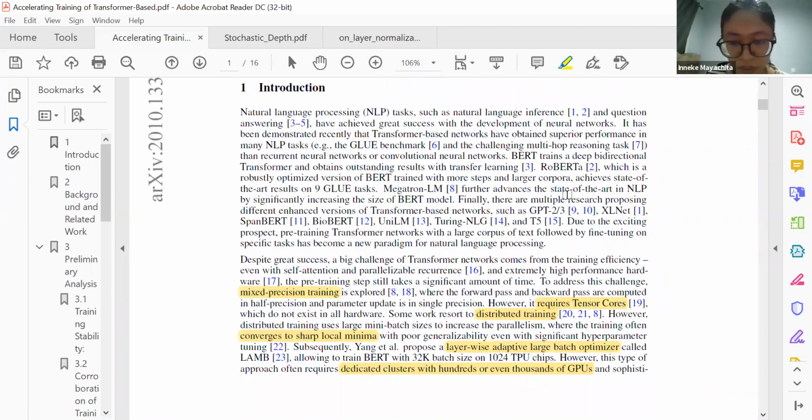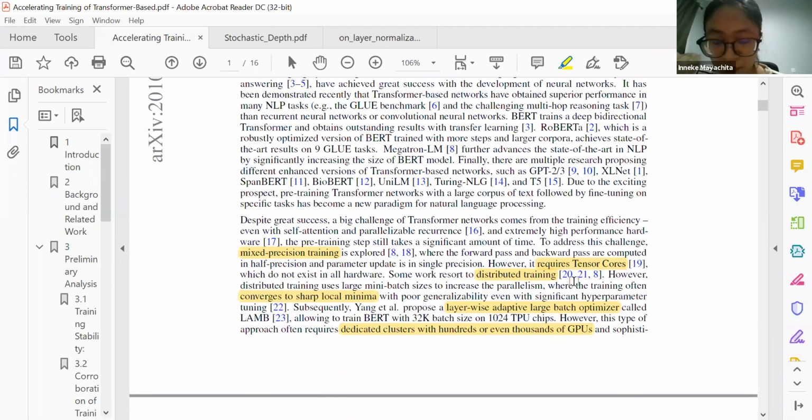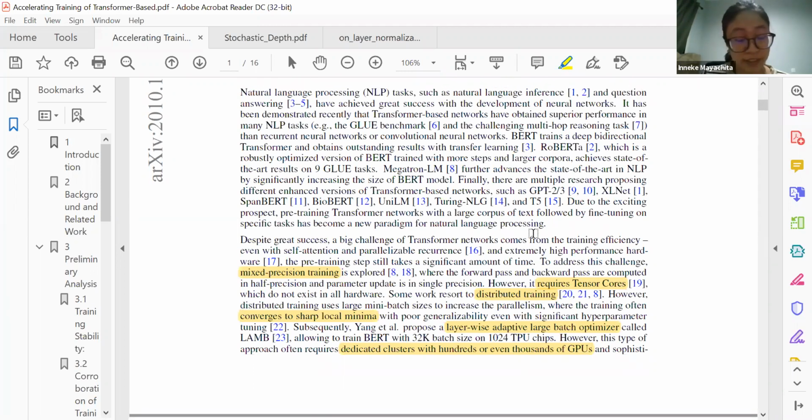Okay, so as we know, with the challenge of training transformer networks, this paper first explains some of the previous approaches to solve this problem. The first one is mixed precision training. This is a way of training where, instead of 32-bit floating points, mixed precision training uses 16-bit. So the problem that mixed precision training is trying to solve is to make our memory consumption less by using a smaller floating point. But it also has its drawback, where it requires tensor cores. So it's not always accessible by a lot of people.